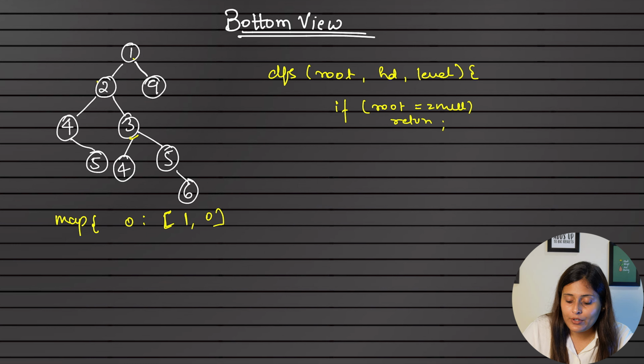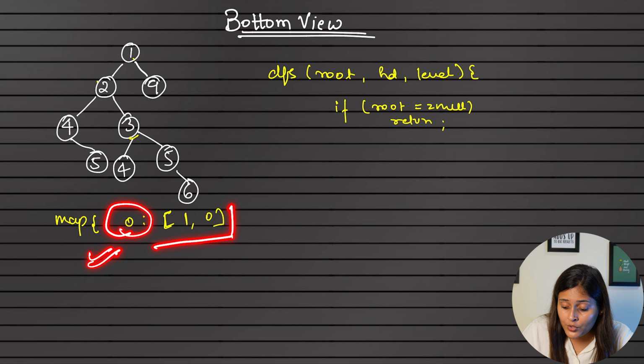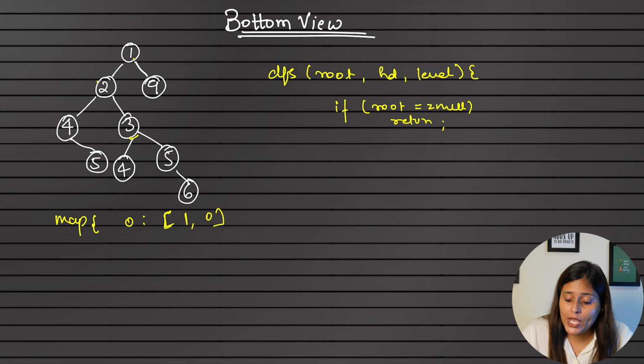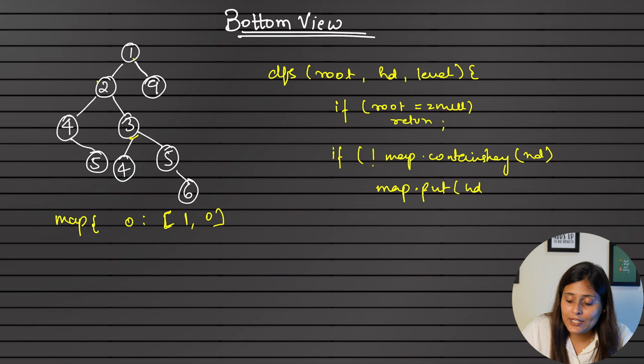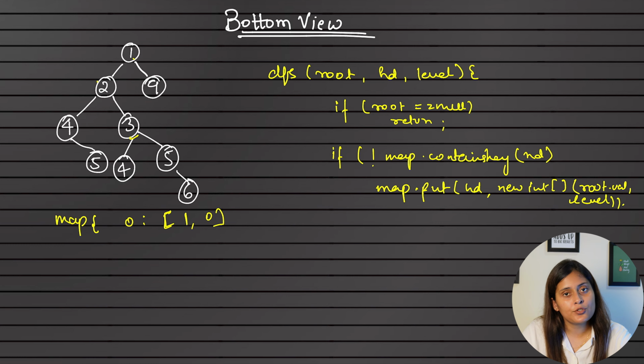Okay, so if this vertex is not present in the map, our task is to create a new integer array of size 2 and insert it, correct. So it is very important to check if our map does not contain this HD, then what we will do: in our map we will put, with this HD, a new integer array, and what will we insert? Root dot value and that level. Understood? But here too we have inserted 1.